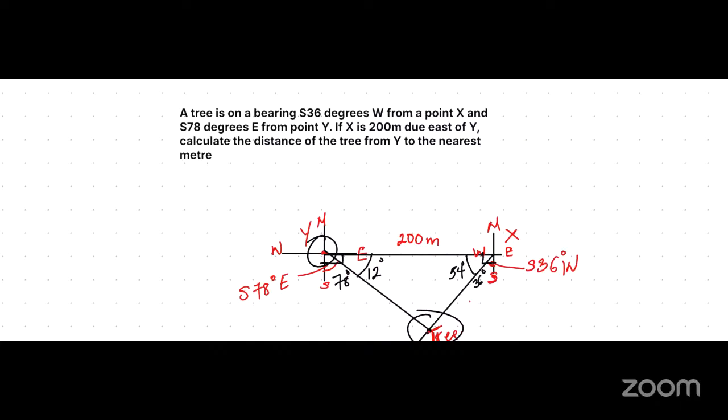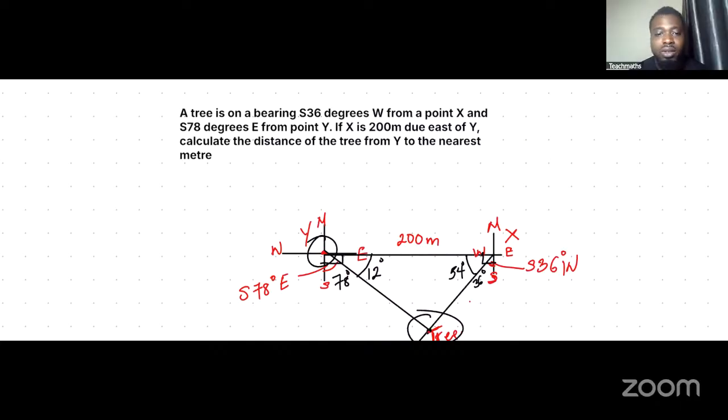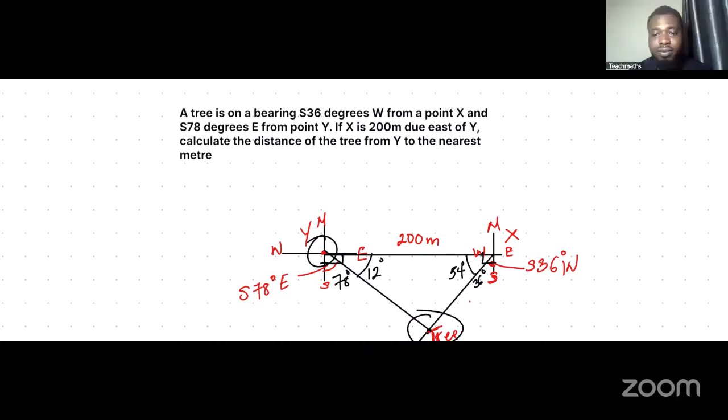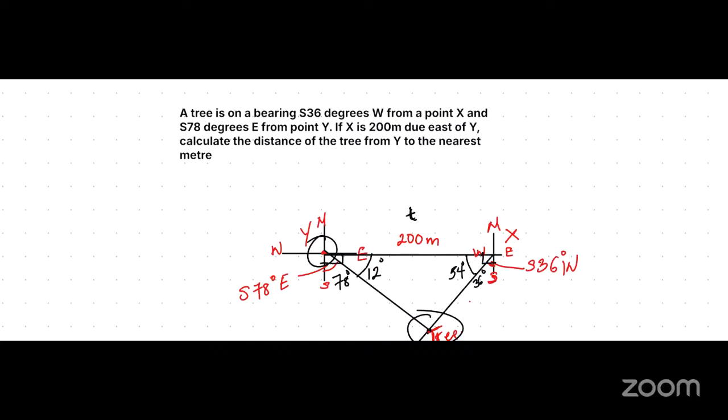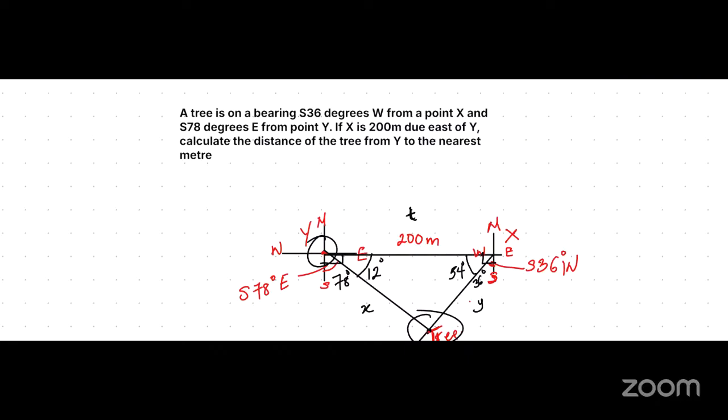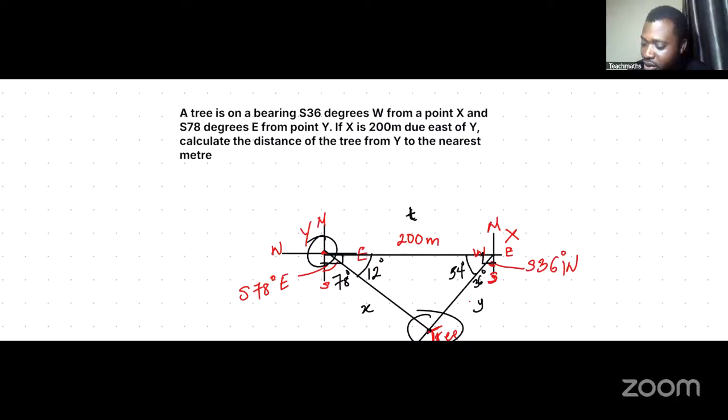Sine Rule. That's how we find it. So let's look at 114 over 200 is equal to sine 54 over x. How do we find the distance for this? Now, this is the tree. Let's call the opposite side to the tree small t. This is point T. Let's call this small y. Let's call this x. 114 over 200 is equal to sine, but we need to find this angle here, 114, using sum of angles in a triangle.